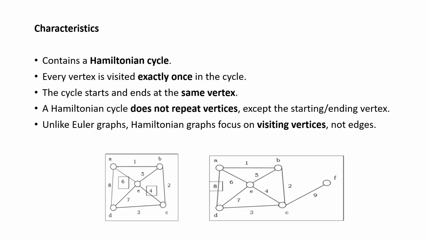A Hamiltonian cycle does not repeat vertices. Here again, note down: here it won't repeat vertices. Edges can repeat, but in an Euler circuit, edges won't repeat. Vertices can repeat there. The one that won't repeat is the vertex, except the starting and ending vertex. Unlike an Euler graph, a Hamiltonian graph focuses on visiting vertices, not edges. Vertices only it will point out. So like this we have to take it. These are the types of graphs. We are going to cover up to this today.